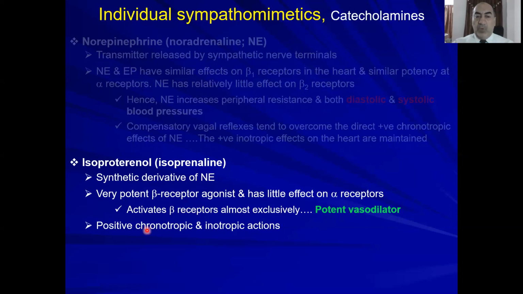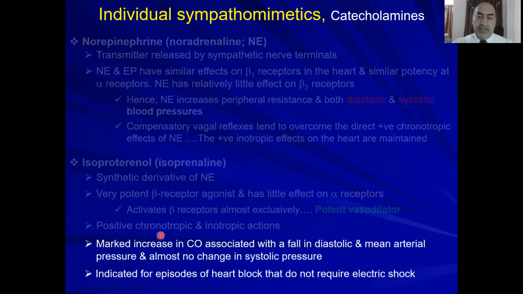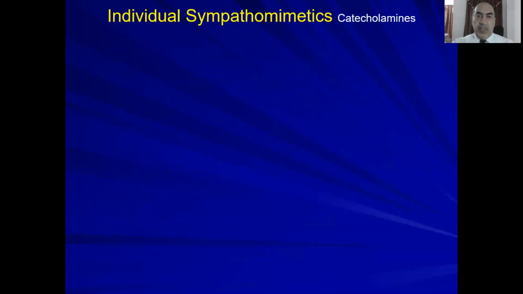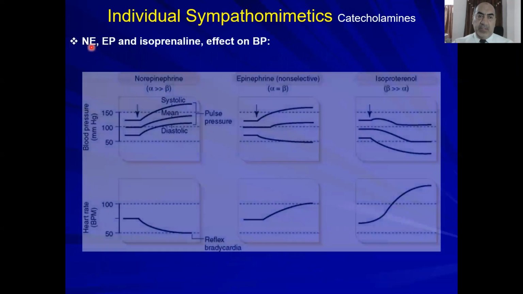So it has positive chronotropic and inotropic effect. Okay. So regarding the blood pressure, it increases cardiac output. But it's associated with a fall in diastolic and mean arterial blood pressure due to its effect on the beta receptors, specifically beta 2, with no change in the systolic blood pressure. Okay. It's indicated for episodes of heart block that do not require electric shock.